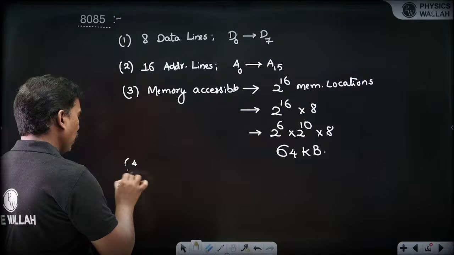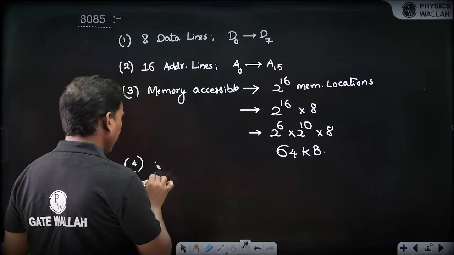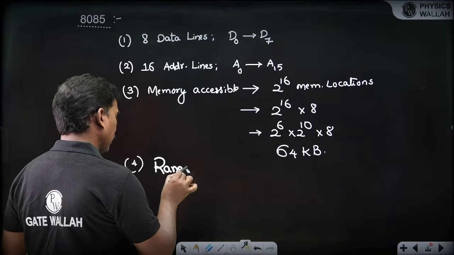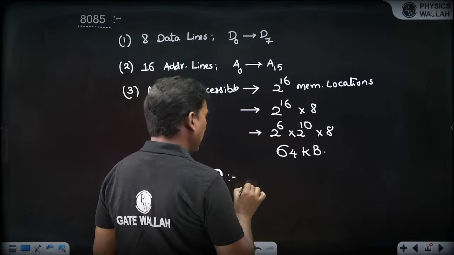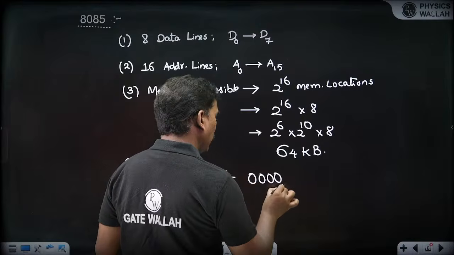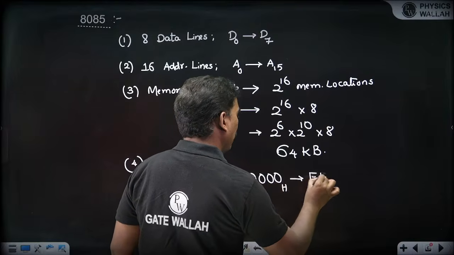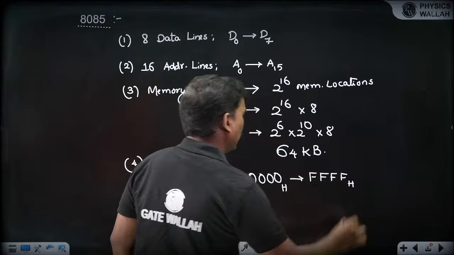Next comes the range of the memory. See the range. The range of the memory is, it is having 16 address lines. So 0000H to FFFFH. So these are the features.